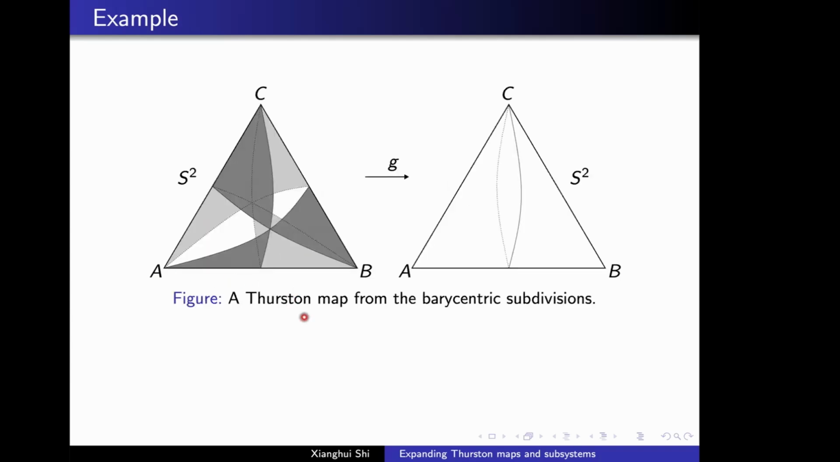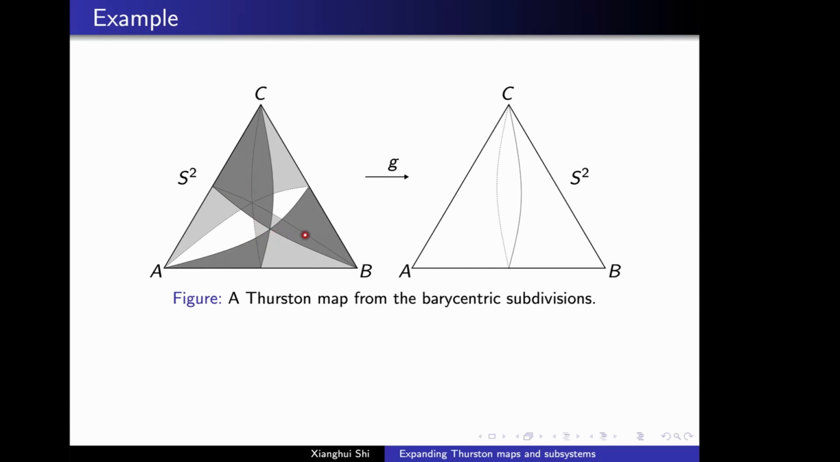Okay, here's another example. In this case, we start with 2 triangles and glue them along the boundaries to get a sphere. We subdivide each triangle into 6 smaller triangles. And similarly, the map G is a linear map on each small triangle and sends each small triangle to the big triangle on the right. Inductively, we can define G on the whole sphere to obtain a branched covering map.